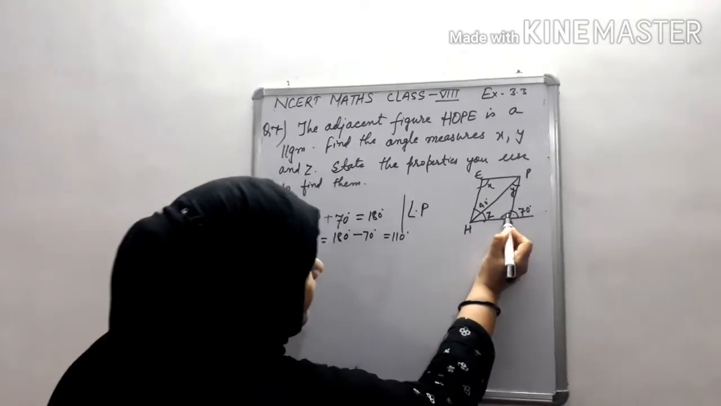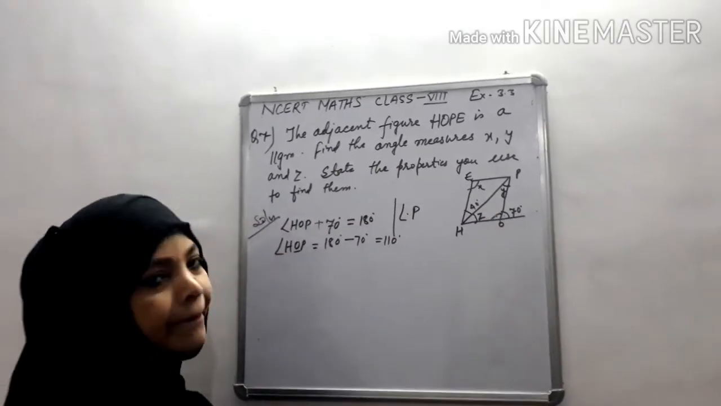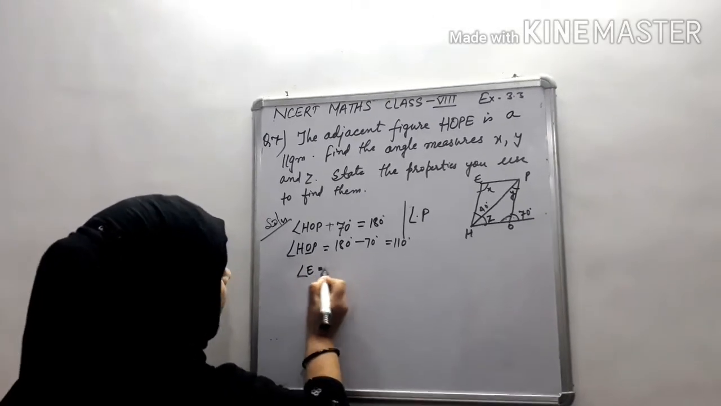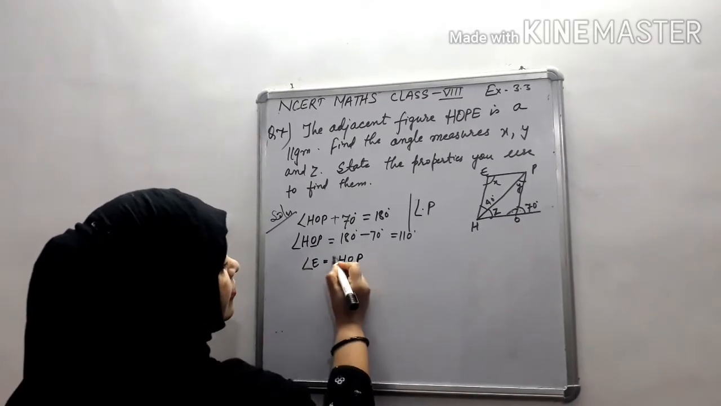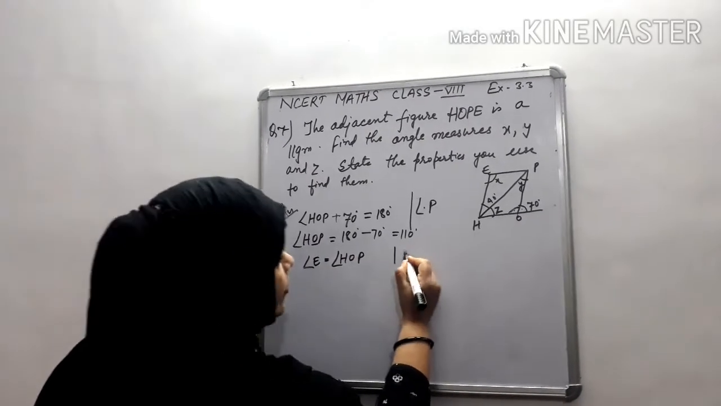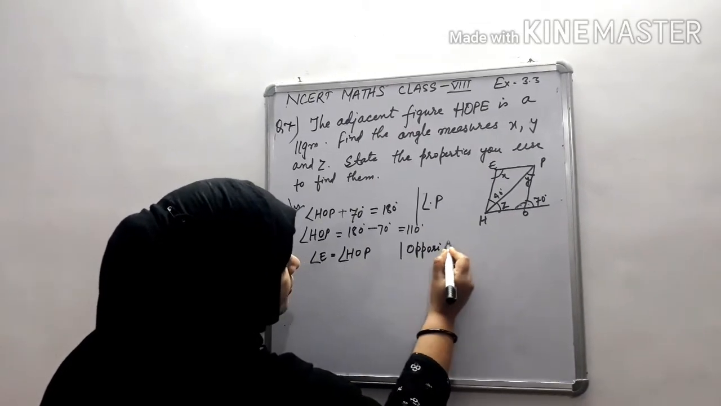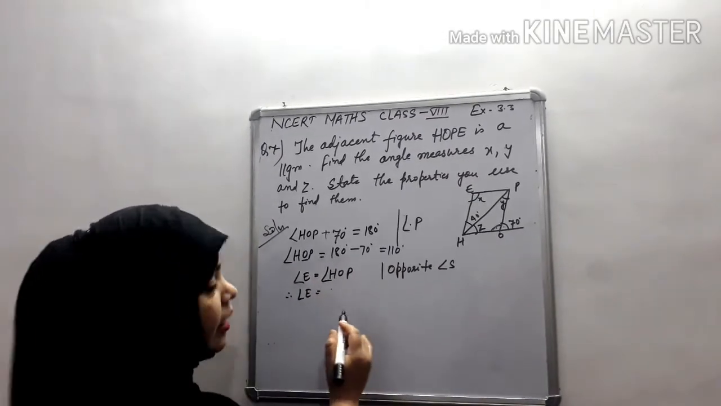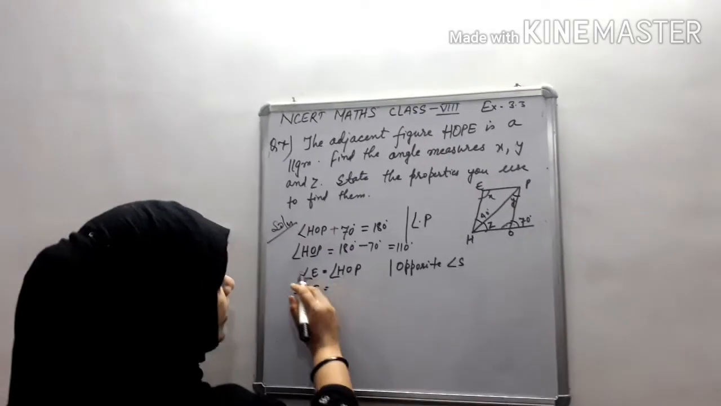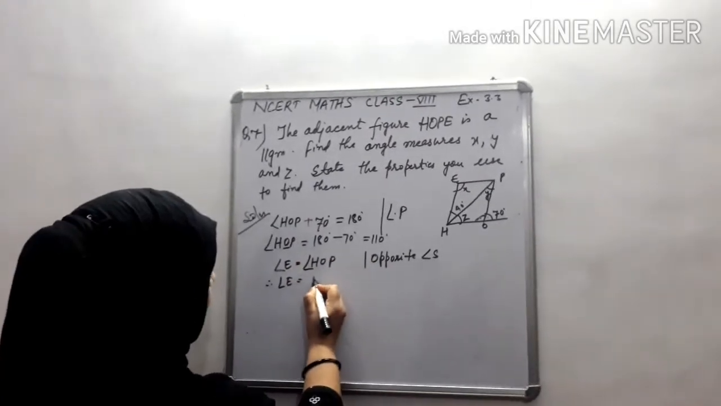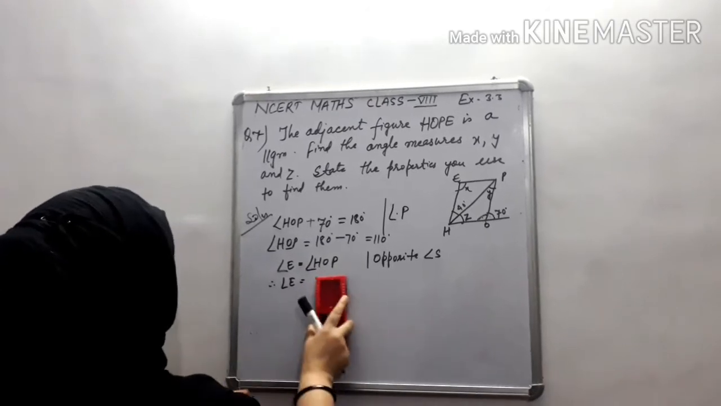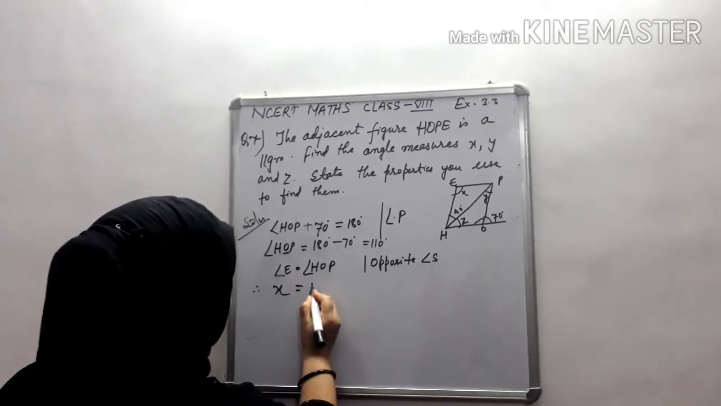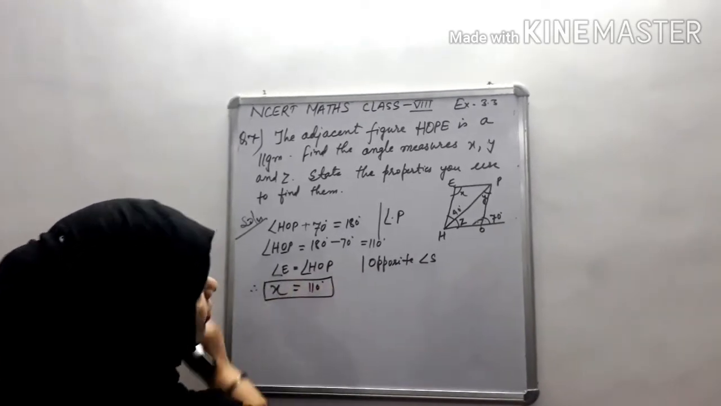Now you know this angle is equal to this angle. How? Opposite angles of a parallelogram are equal. Angle E is equal to angle HOP, because opposite angles of a parallelogram are equal. Therefore, angle E is equal to HOP. And what is the value of angle HOP? That is 110 degree. What is the value of E here? E is x. Therefore, x is equal to HOP, which is 110 degree. So this is the value of x. We have got the value of x.